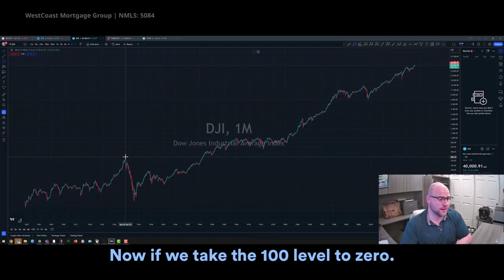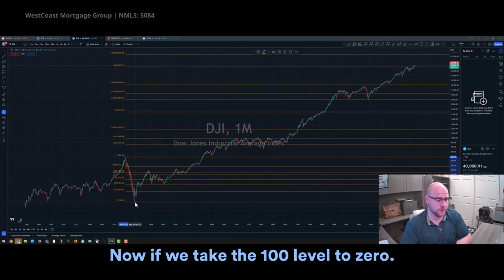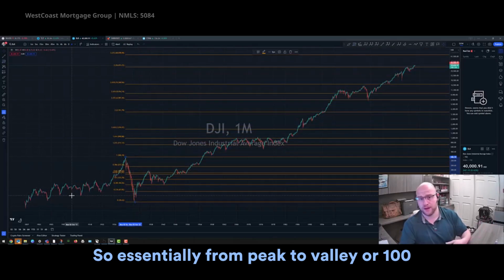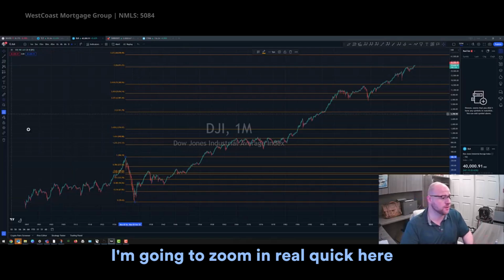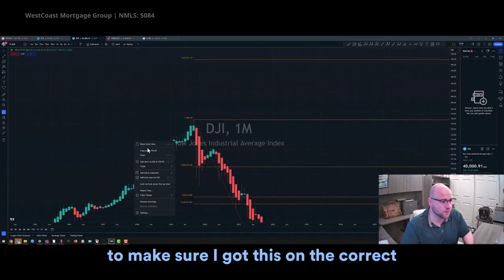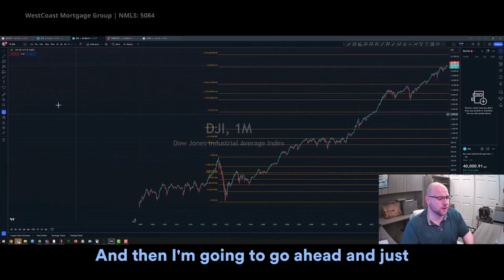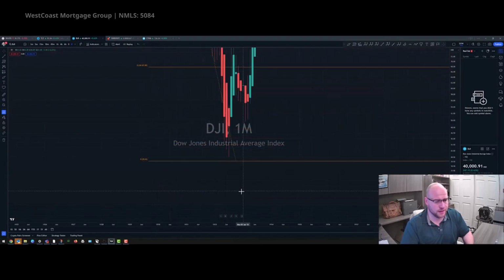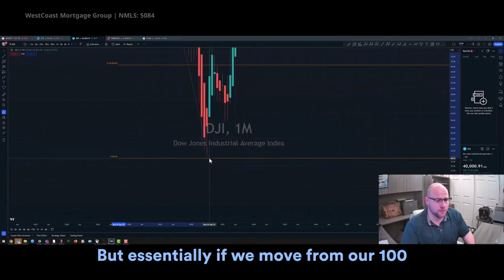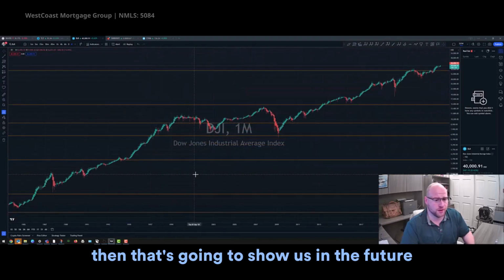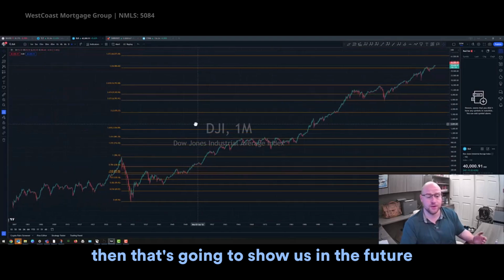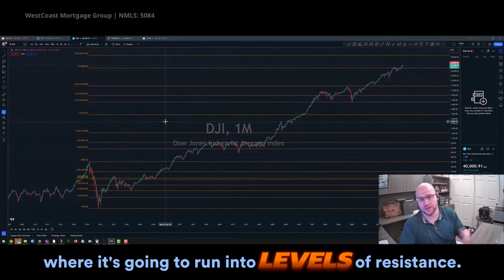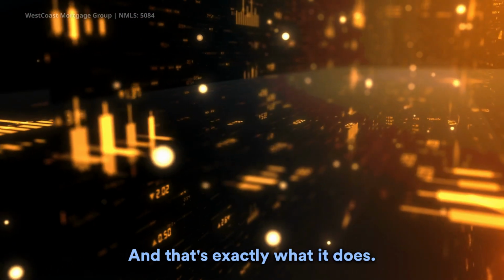Now, if we take the 100 level to 0, so essentially from peak to valley, or 100 to 0, I'm going to zoom in real quick here to make sure I got this on the correct point, and I do. And then I'm going to go ahead and just check the bottom one as well. But essentially, if we move from our 100 to our 0, then that's going to show us in the future what price is going to do, where it's going to run into levels of resistance. And that's exactly what it does.